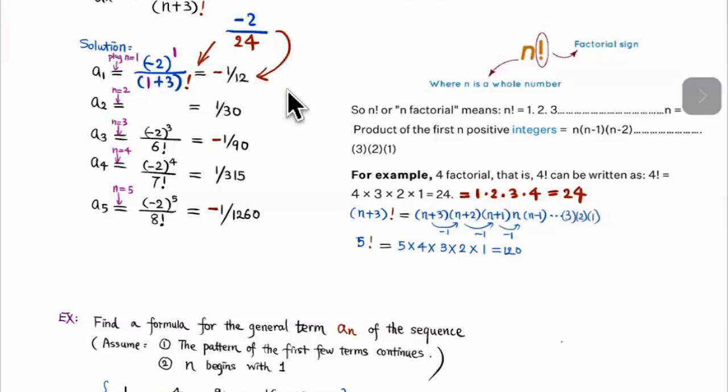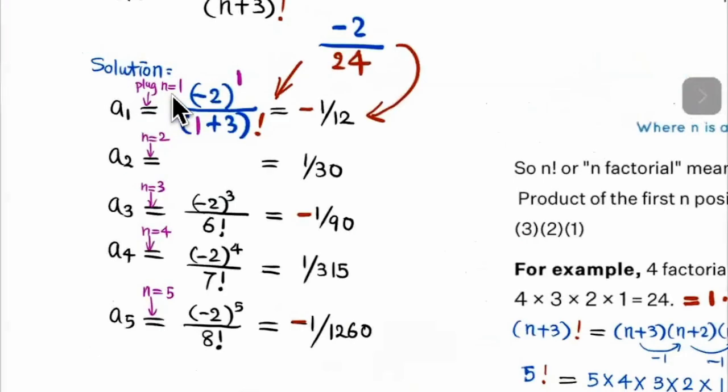Can you find out what A2 equals? Let's try this out. Up here you have -2 to the second power over 2 plus 3 factorial, which is 5 factorial.